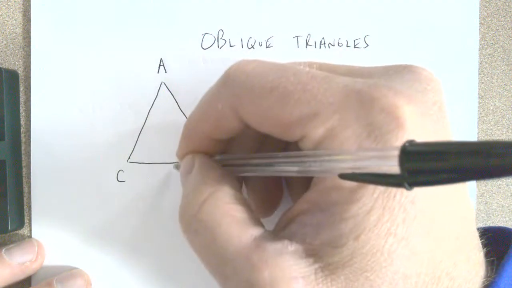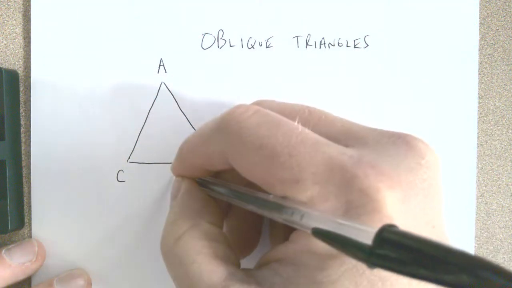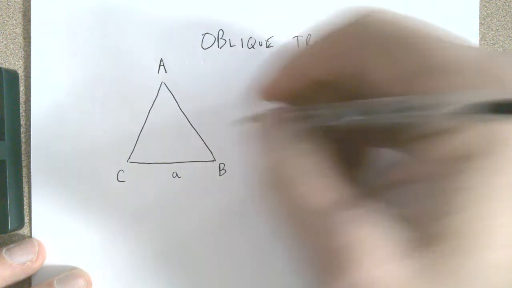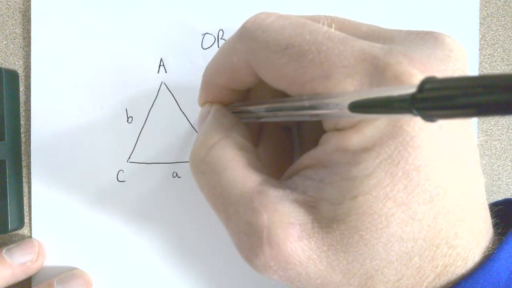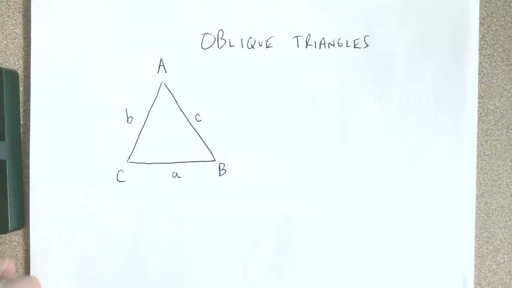So the side opposite of angle A is going to be side A. The side opposite of angle B is going to be side B. And the side opposite of angle C is going to be side C.